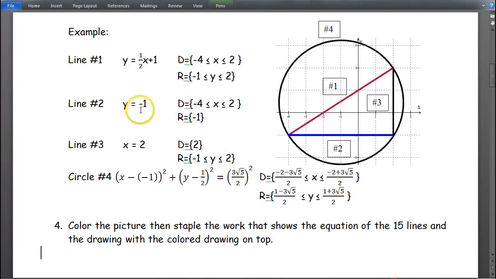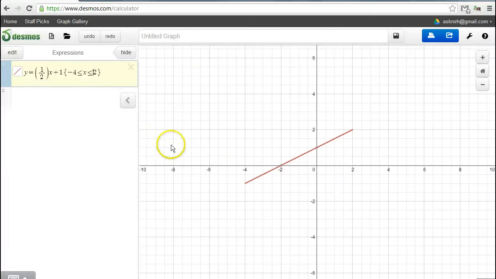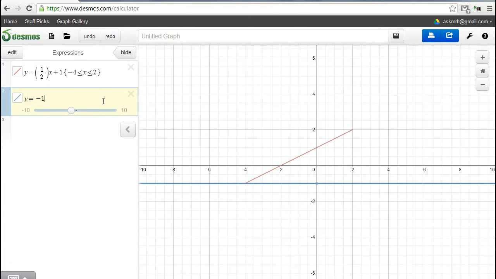So let's look at the next line. The next line, line 2, is this horizontal line, y equals negative 1. So let's put that in. Y equals negative 1. Again, it goes on forever. We don't want that. Now, could I do something with range on this one? For a horizontal line, can I restrict the range? No, look, the range is just y equals negative 1, right? So I can't really do much there. So in this case, I have no choice but to restrict the domain only.